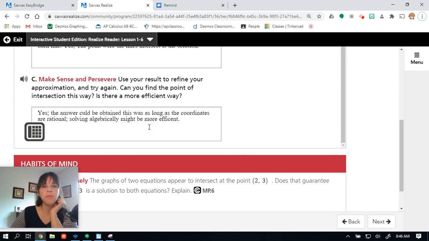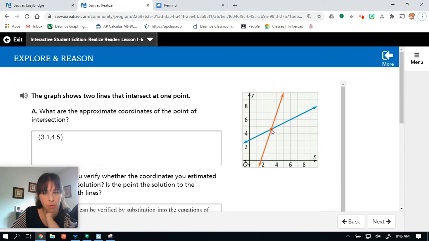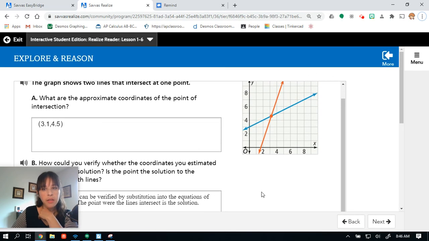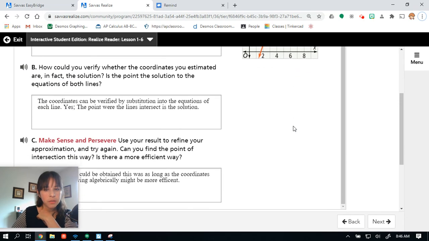Solving algebraically might be more efficient in some cases. Some cases, if you look at the graph and this point actually goes through a nice grid line, that would probably be more efficient because you could just look at it and get the numbers. So it all depends on the type of problem. On this type of problem, algebraically would be more efficient.